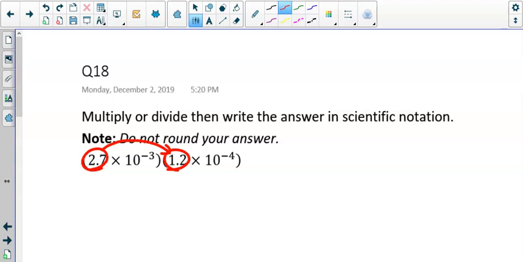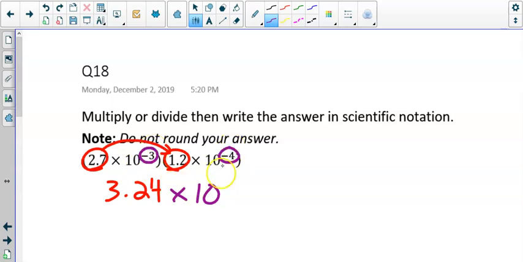So what is 2.7 times 1.2? Say it again. 3.24. And then we're still going to have the times 10, but then what are we going to do?